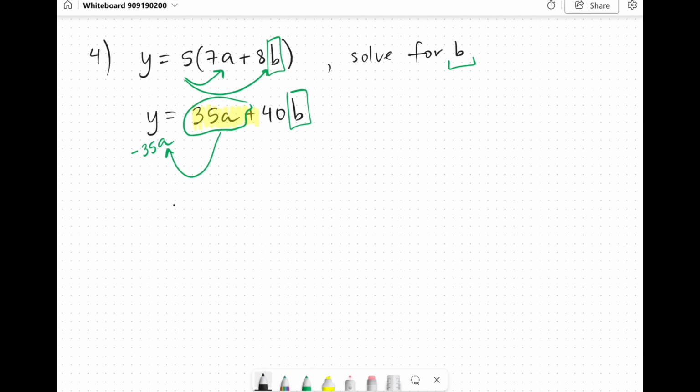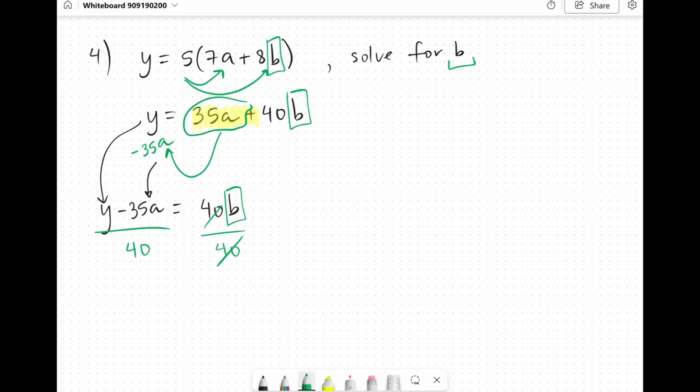This is what I now have before the equal sign. I already had a y, this y. But now I also have minus 35a, which I dragged over from the right side. On the right side, however, I only am left with 40b. Finally, I need to remove my 40 to get my b completely by itself. So I will be dividing both sides by 40. The whole left side gets divided by 40.